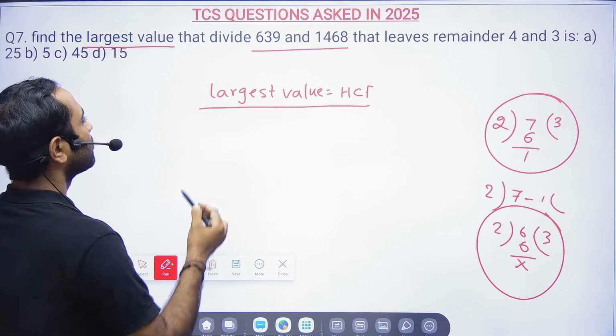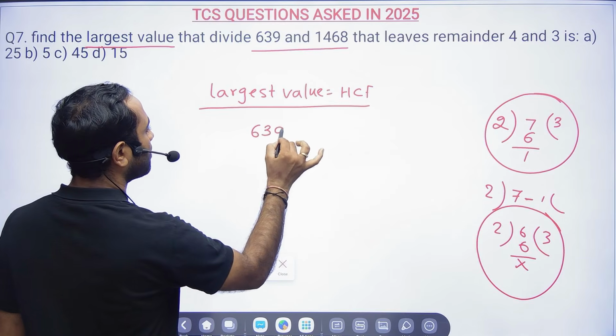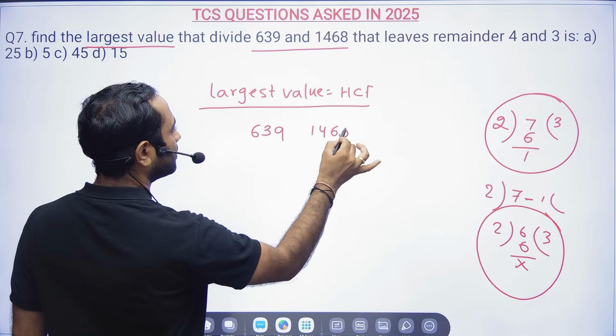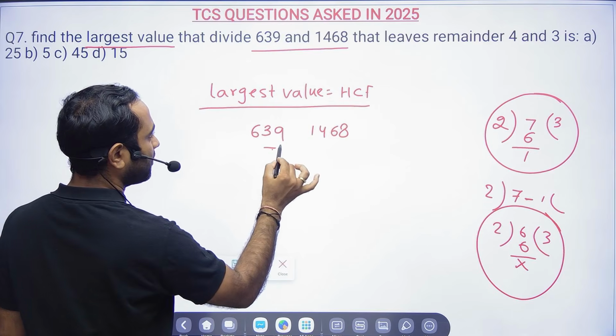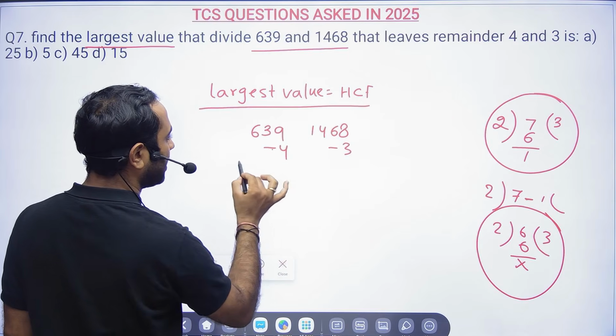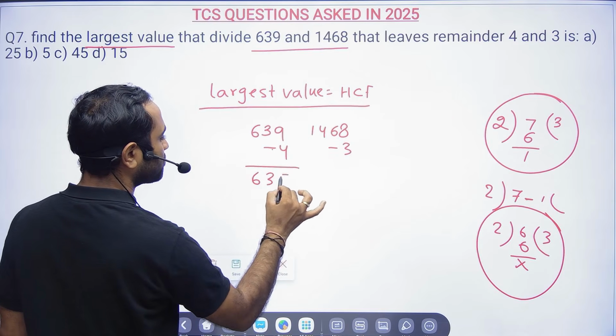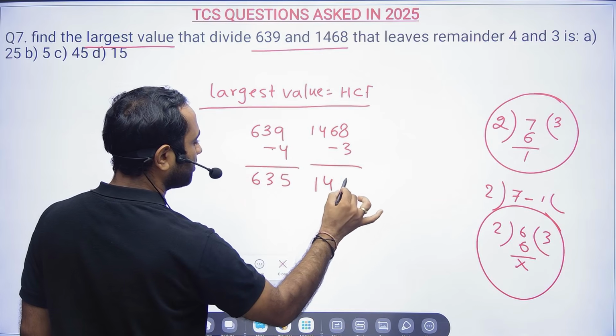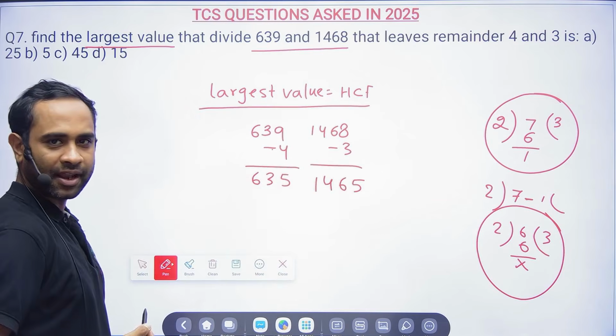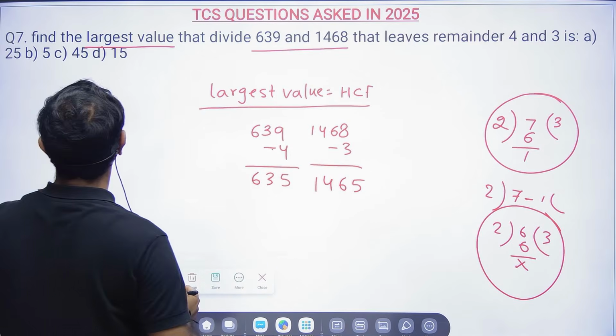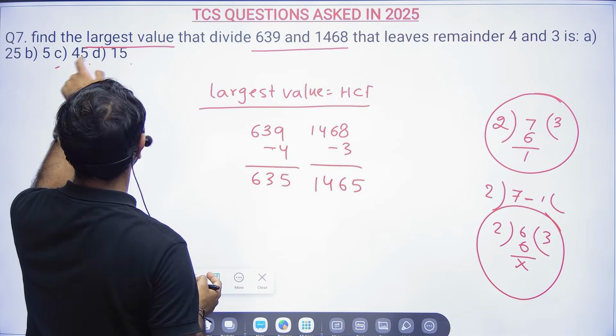Correct? Okay. So 639 and 1468, that leaves a remainder. That means if I subtract 4, if I subtract 3 here, that means this number should be completely divisible. Correct? Okay. Now what is the largest number? So let us try to calculate. You have options 5, 15, 45, 25.